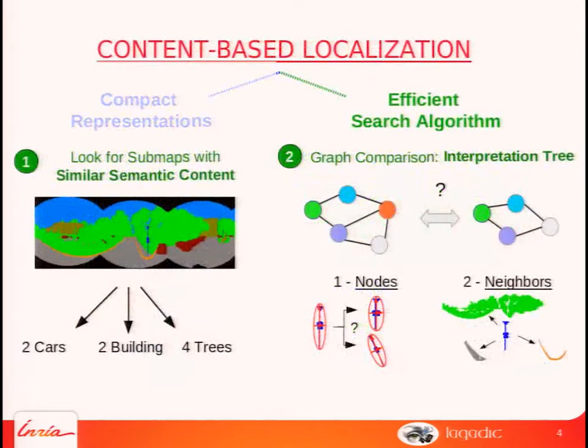And the localization occurs in a two-step process. First, given an image, we extract the semantic graph of the scene, and we look in the map for similar content. For example, where we find the same number of instances of each class. And then we compare the current semantic graph with the subset of semantic submaps selected, using an interpretation tree. So we first compare the nodes one by one, and then we take into account the neighborhoods of the nodes to correct the appearance.